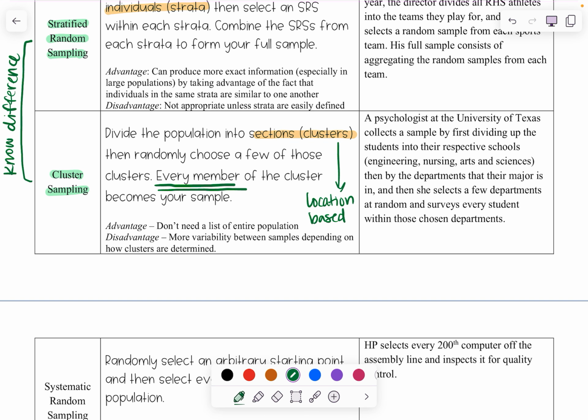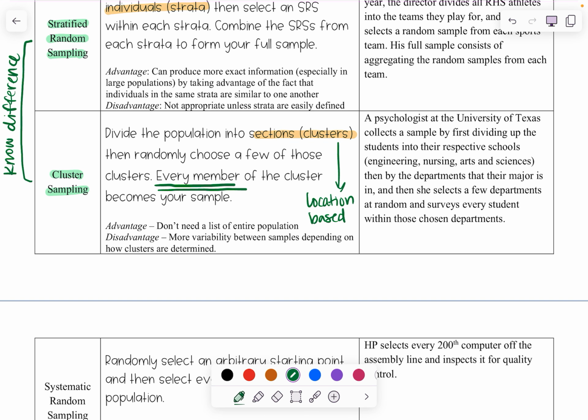So in stratified, you're picking a couple of people from each group. So like 30 from A lunch, 30 from B lunch, 30 from C lunch. In cluster, if I pick 5 advisories, every single student in that advisory class is a part of my sample. So it's kind of like taking a census of the groups you select. So not a big census in terms of the whole population, but a census of your cluster.